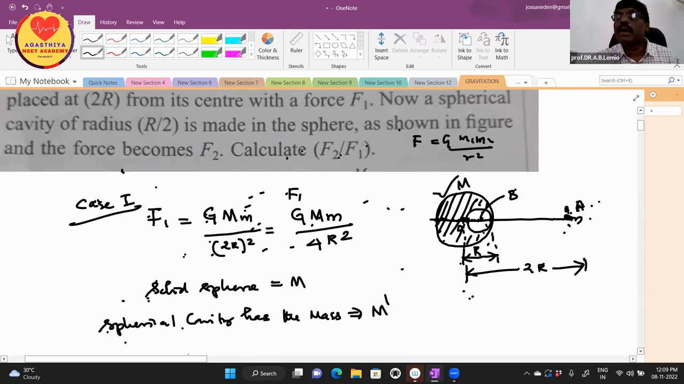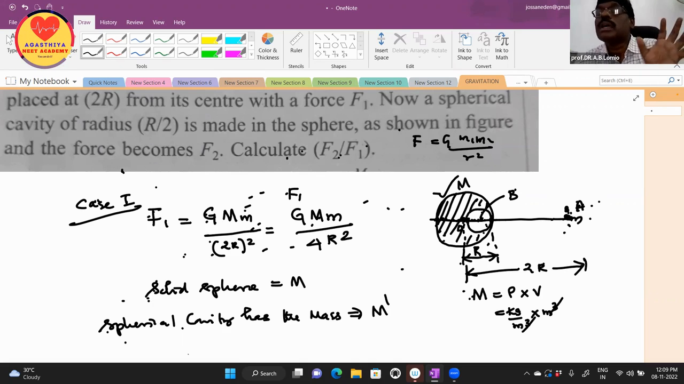If you want to calculate the mass, it is density into volume. Yes, density into volume. Density is mass per volume. That means if a unit volume has this much mass, then for this much volume we multiply to get the mass. This is the concept.